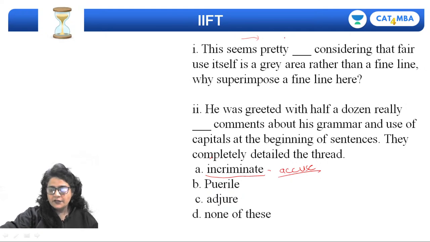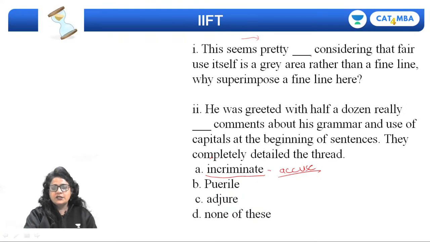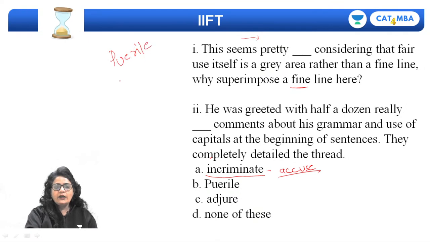What is the answer here? Is incriminating fitting in both the sentences? Alright, so this seems dash considering that fair use itself is a gray area rather than a fine line. Why superimpose a fine line here? So puerile basically has two meanings. One is childish, juvenile, immature, not adult. Second is trivial, insignificant, inconsequential.